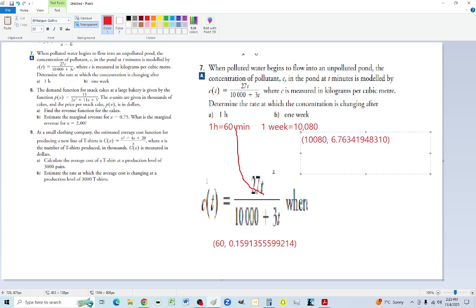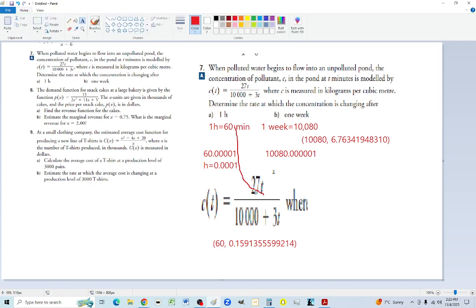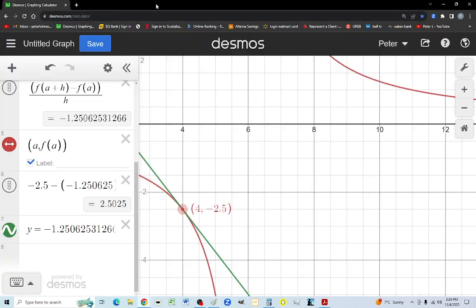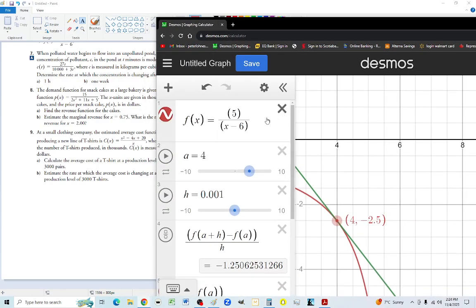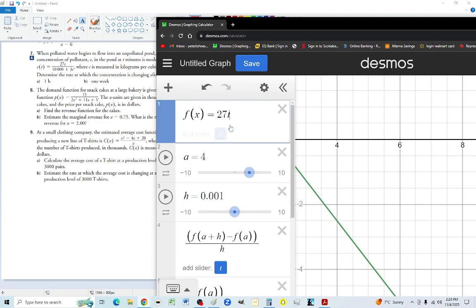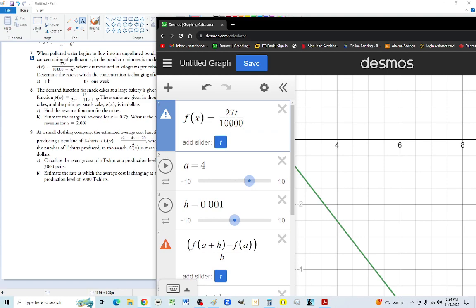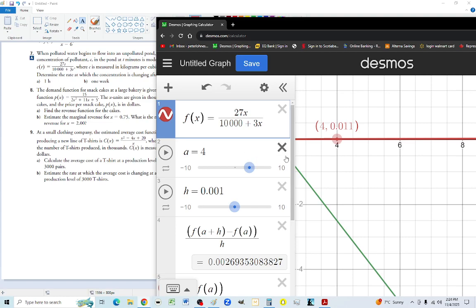Now, obviously, we have to take a point just to the right of 60 minutes, and the smaller the better when we're talking minutes, and to the right of 10,080, and the smaller the better. So we're going to use an h of 0.0001, 3 zeros, or 4 zeros even. But to make my life easier, let's pull up Desmos. We're going to put that equation in there, divided by 10,000 plus 3t, and we're just going to use x instead, because sometimes I get confused with x.